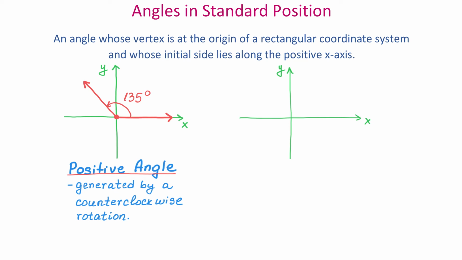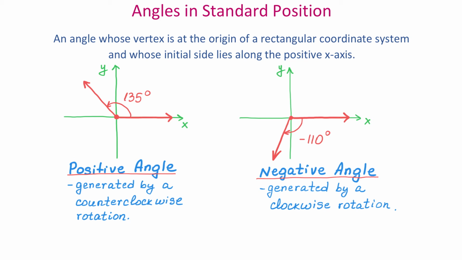So here we have the rectangular coordinate system, and we will start with the vertex at the origin and the initial side on the positive x-axis. Let's draw the terminal side. And now a negative angle is generated by a clockwise rotation. So let's draw this arrow moving clockwise, and let's say that this angle has the measure of negative 110 degrees. So if a positive angle is generated by a counterclockwise rotation, a negative angle is generated by a clockwise rotation.